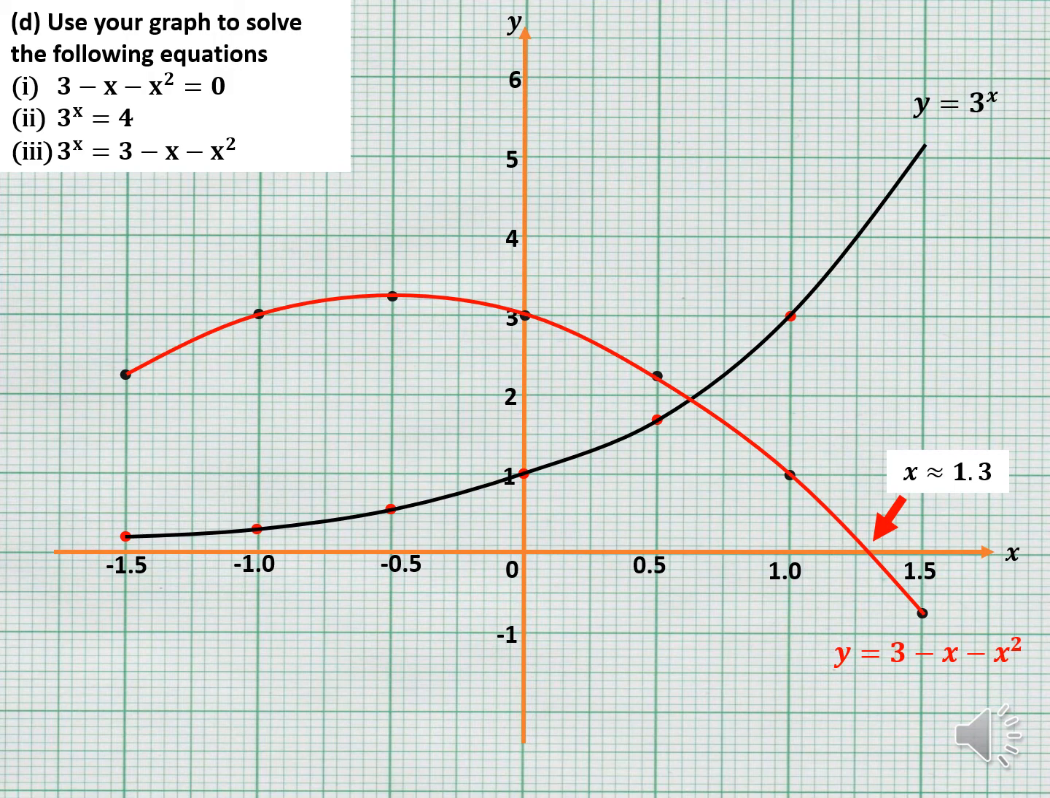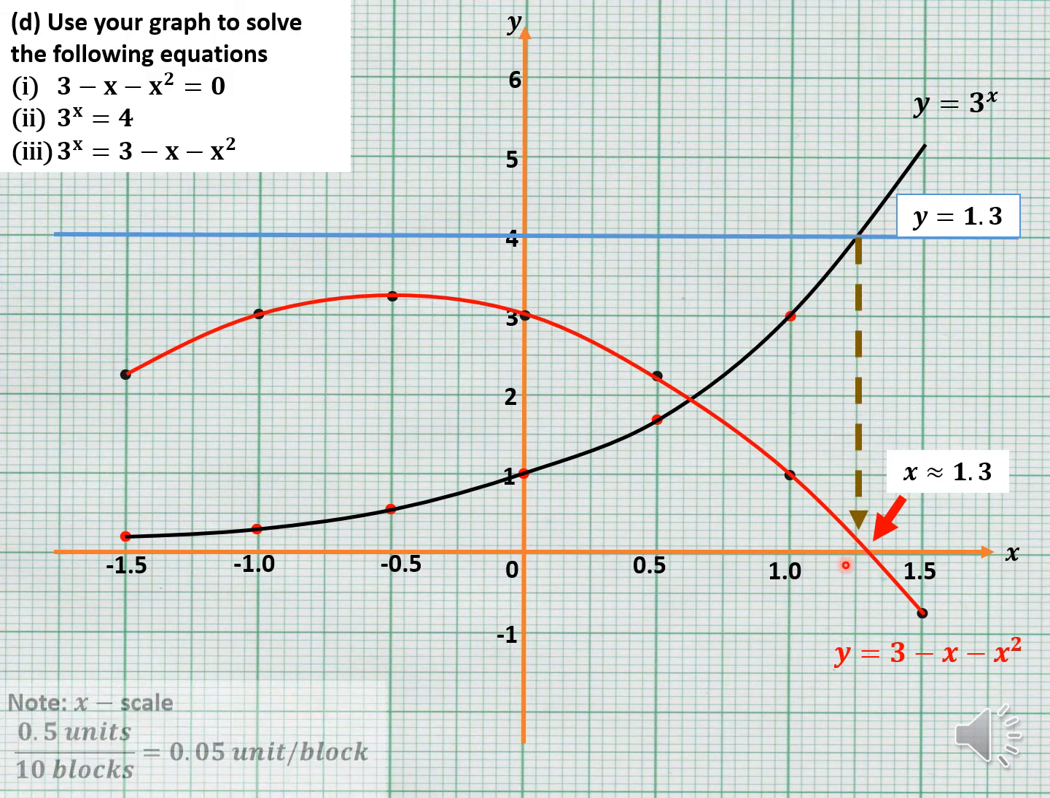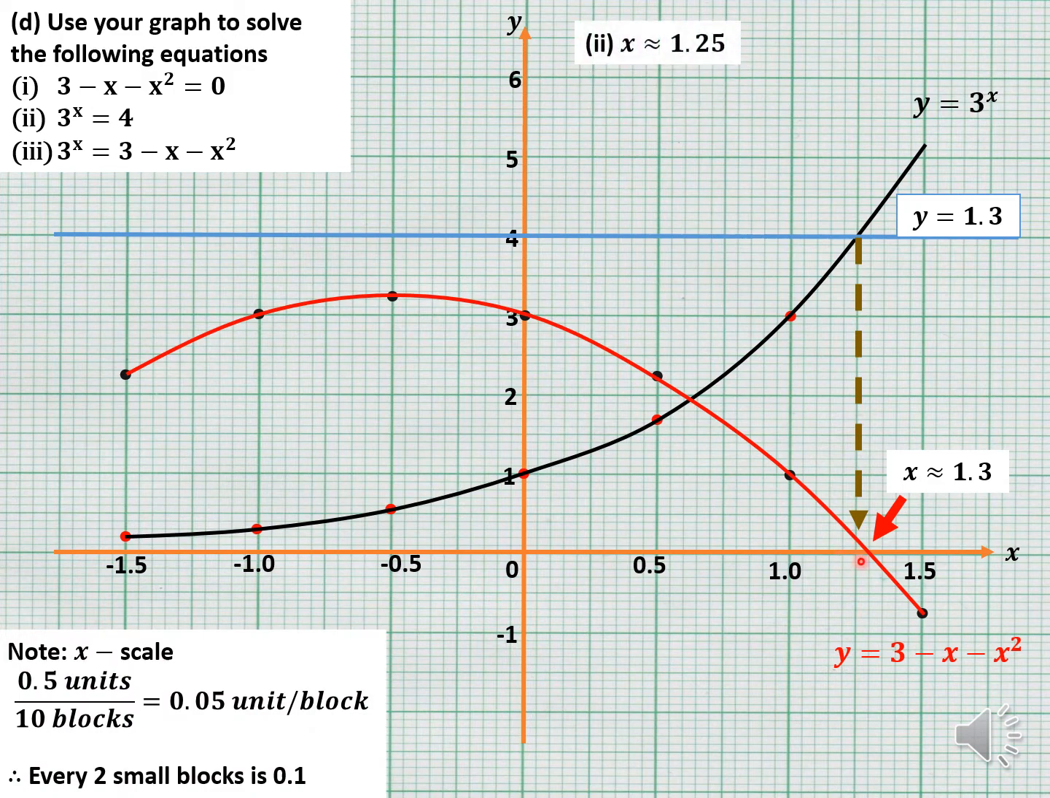So the next question is, we are supposed to find where the function 3 raised to the power of x equals 4. So I'm going to bring in the line y equals 4. And I will find where this line cuts our black one here, y equals 3 to the power x, the exponential function. And where they intersect, I read off the x value. That is going to give me more or less an estimation.